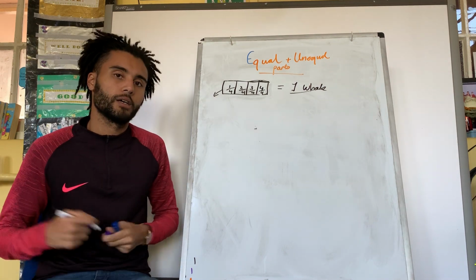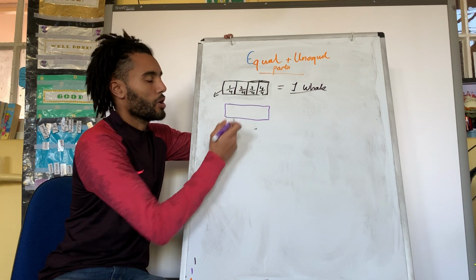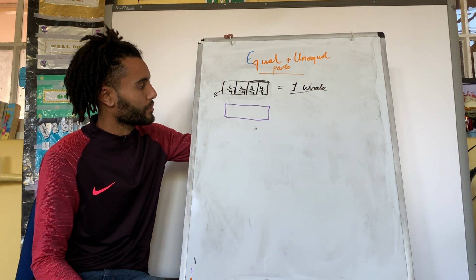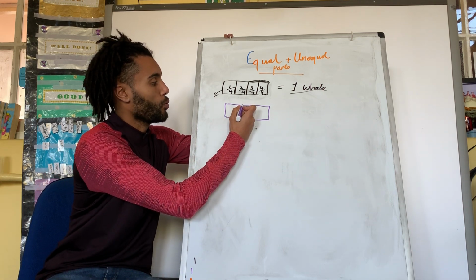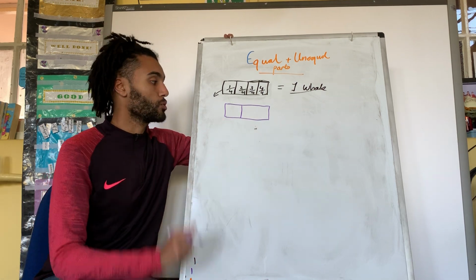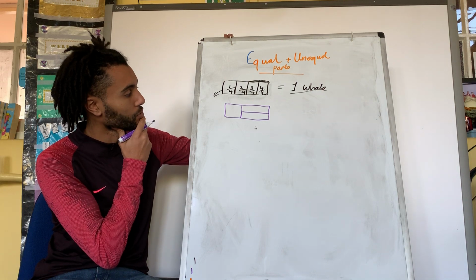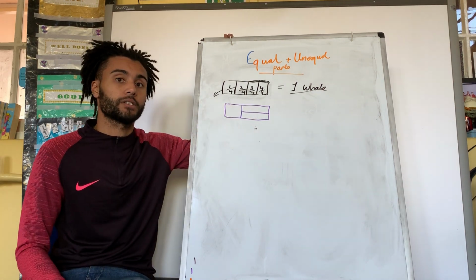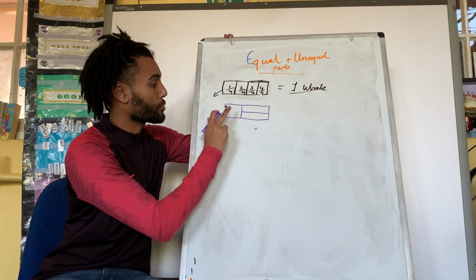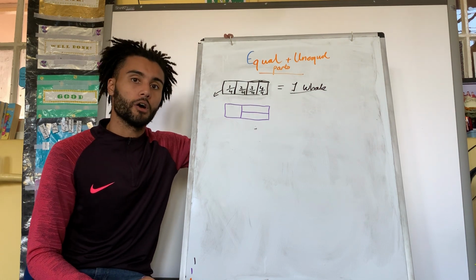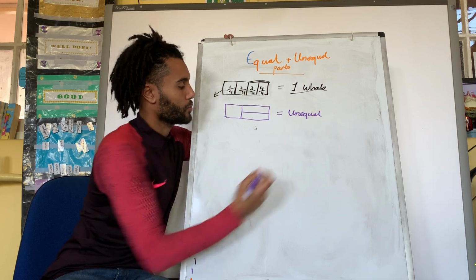I think for this one, let's do another chocolate bar as well. Now we've got a whole chocolate bar here. Now this time, I'm going to split this chocolate bar into 3 pieces, and I want you to have a think about whether these are equal or unequal parts. Are all 3 of them the same size? Or are they not the same size? I think we can clearly see here that they're not the same size. Although we've got 3 pieces here, they're not the same size. So we can say that these are unequal. So we put here, unequal.